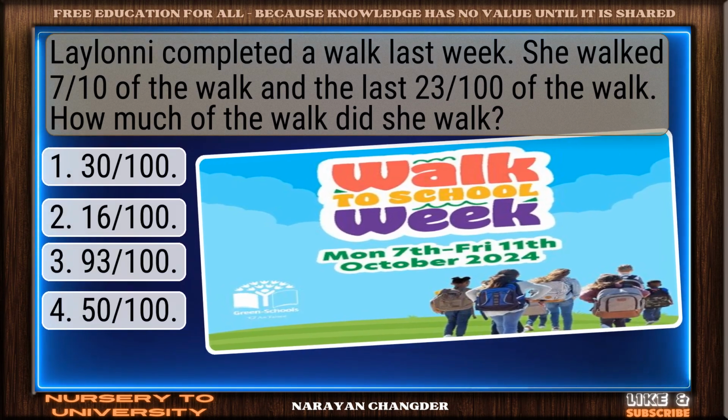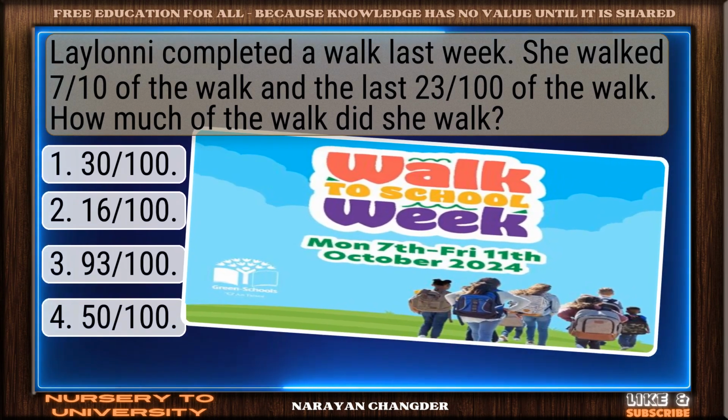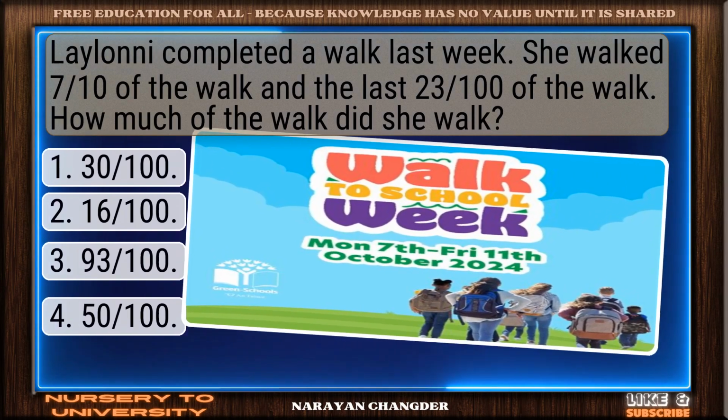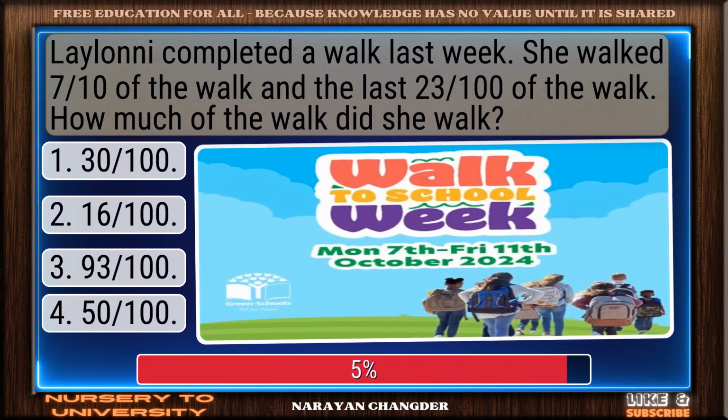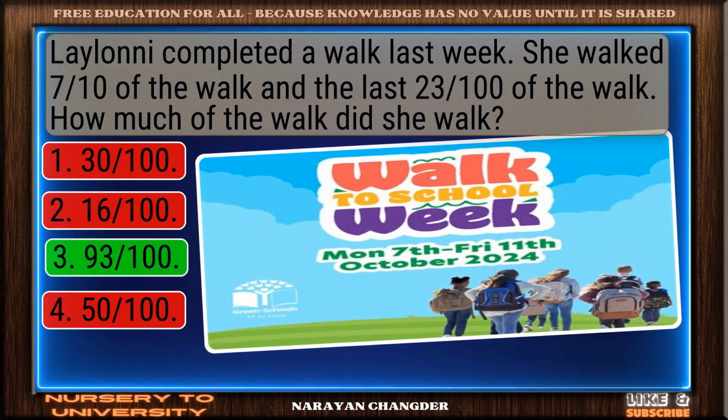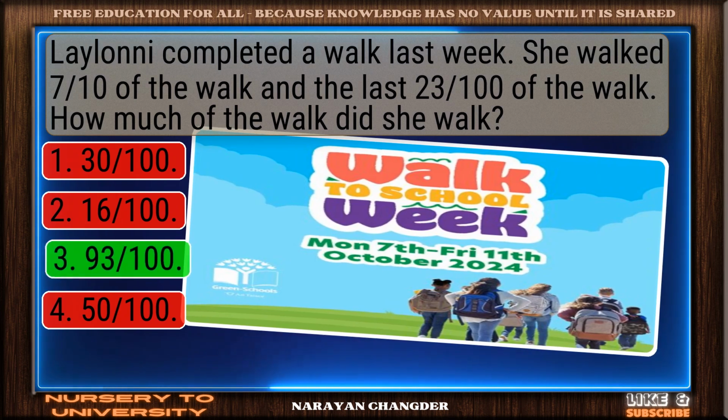Leilani completed a walk last week. She walked 7/10 of the walk and the last 23/100 of the walk. How much of the walk did she walk? Well reasoned. 93/100 is the correct choice.